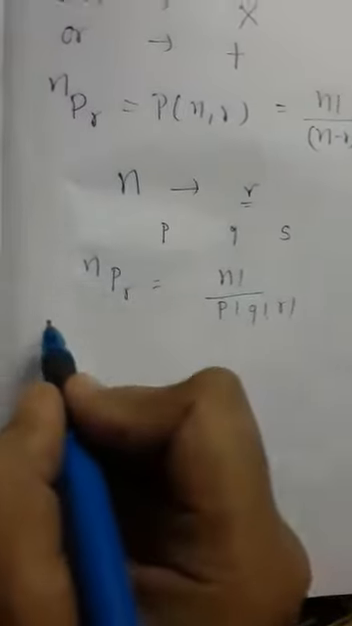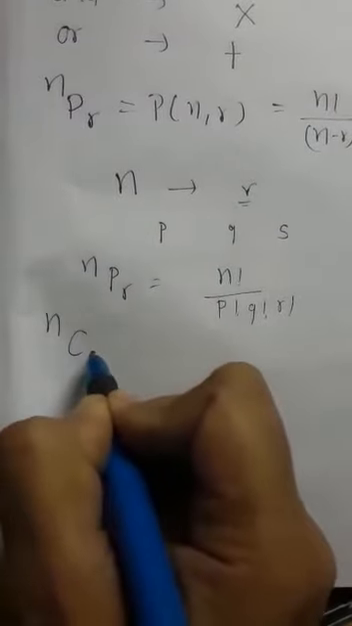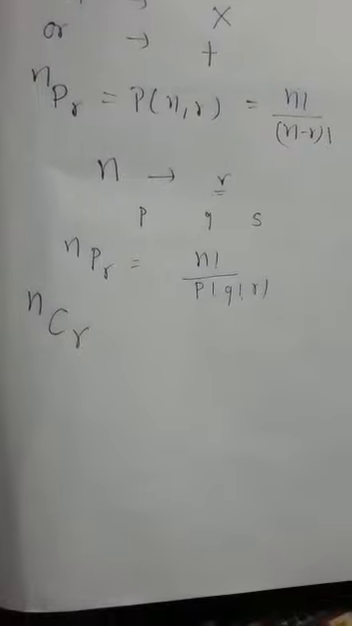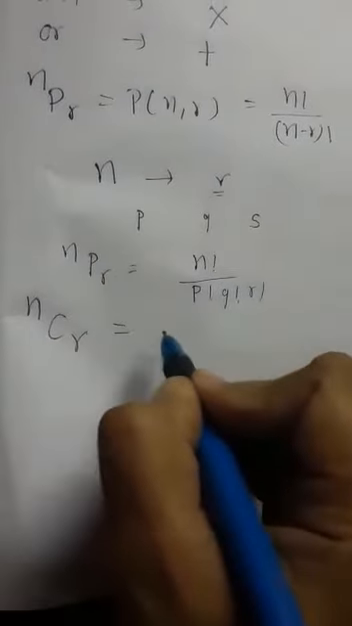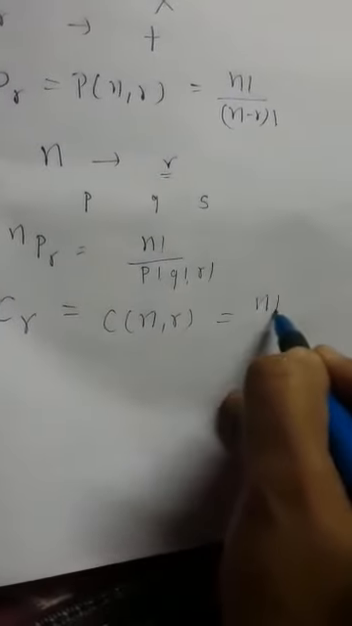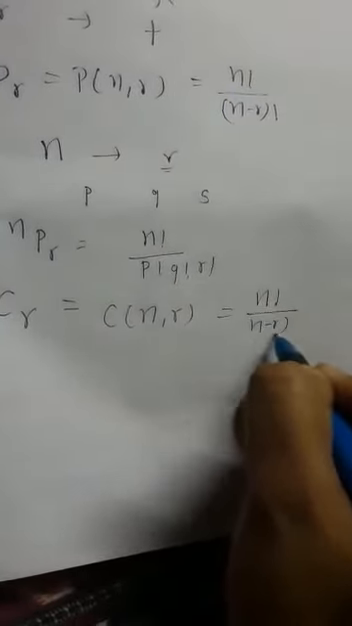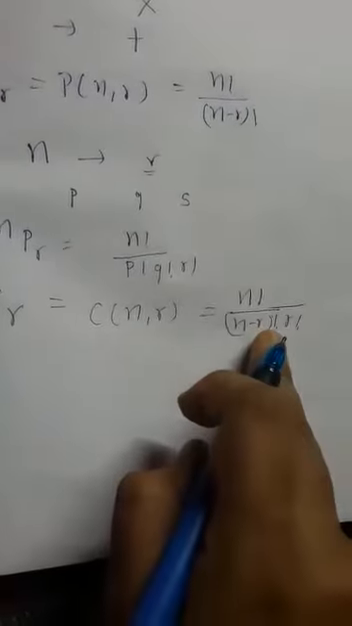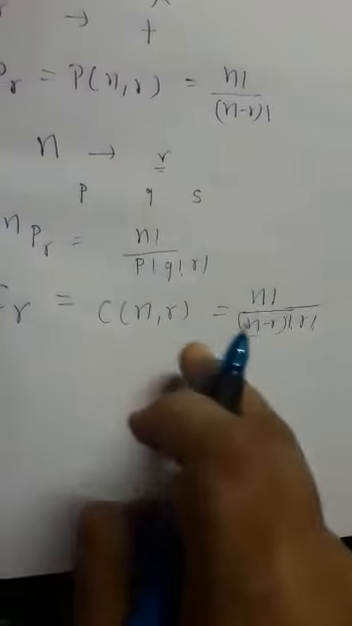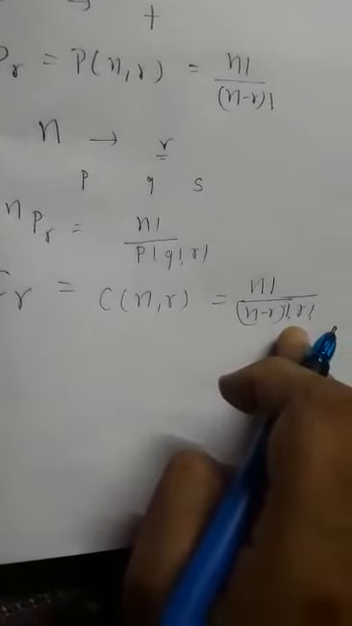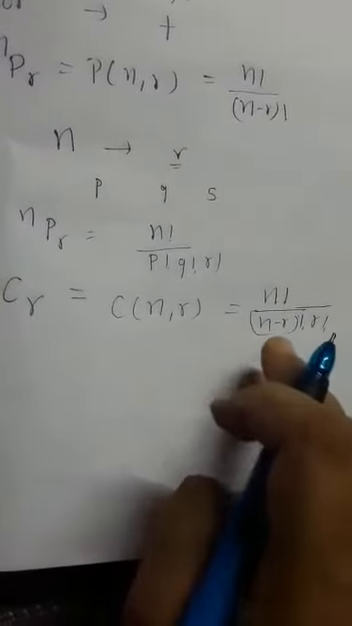So when I am selecting r objects from the n objects, that time we denote it by nCr, which can also be written as C of n comma r, is factorial n upon factorial n minus r into factorial r. And why are we doing this factorial r? Because the extra selections which you have taken for different orders should be removed. So factorial n upon factorial n minus r into factorial r will be the combination.